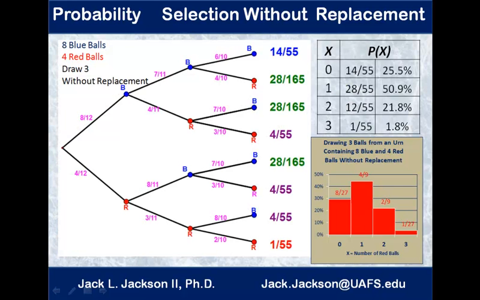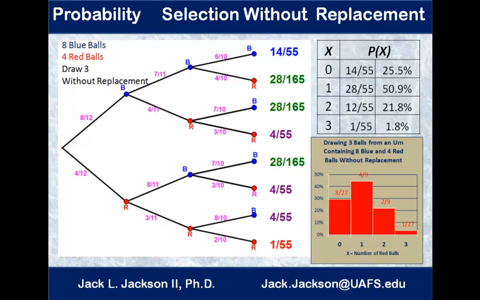Well, here's the tree for this example. It starts out the same as last time: 8/12 that you draw blue and 4/12 that you draw red. But now look what happens.